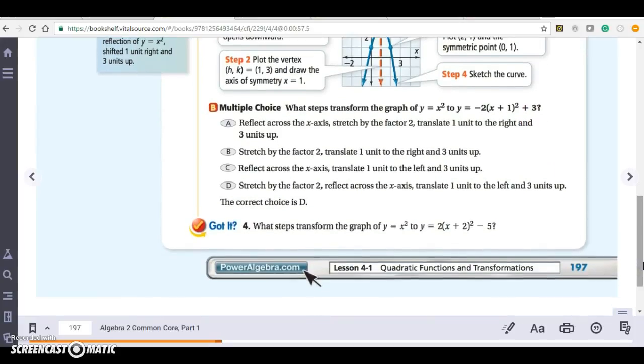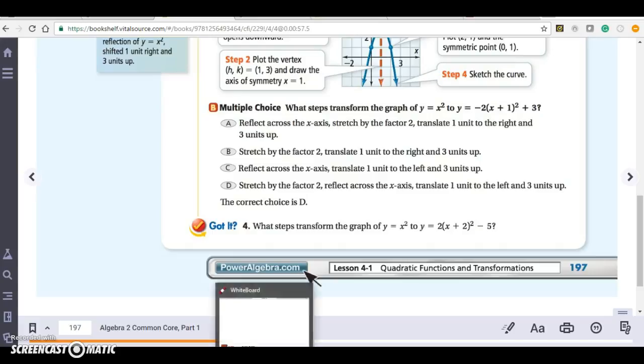All right, next one. What steps transform the graph of y equals x squared to y equals 2 times x plus 2 squared minus 5? So let's go through it one by one. So here I know that I am stretching by a factor of 2. This plus 2 in here means that I am going to translate 2 units, and remember opposite direction, so to the left. And then this minus 5 is going to be translate 5 units down.